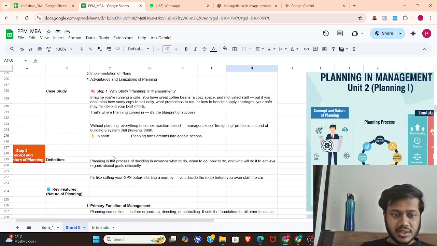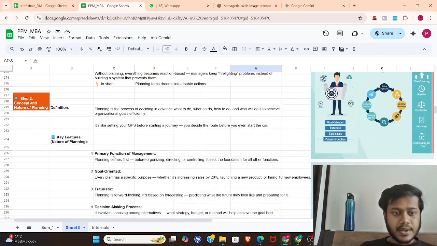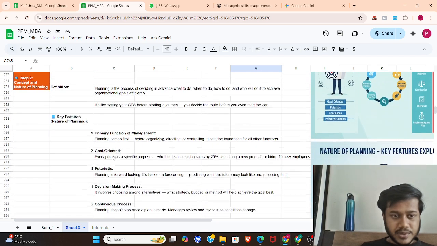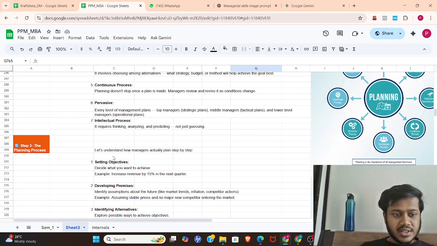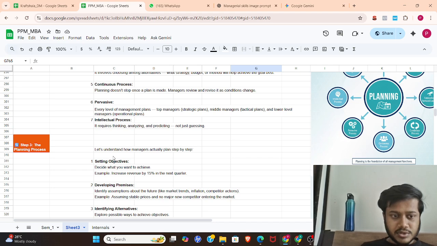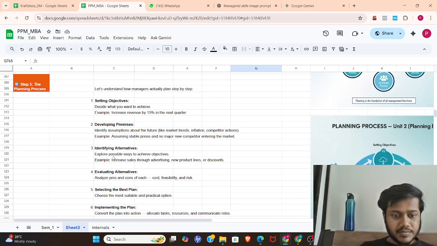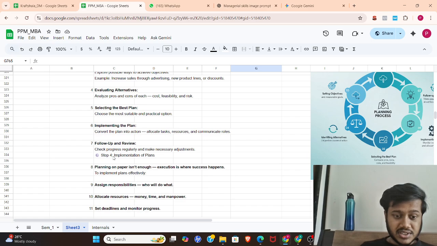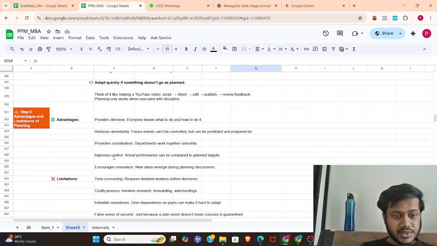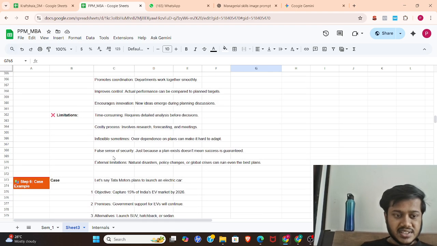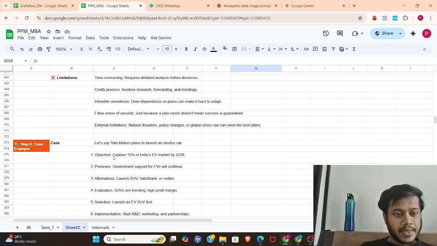First we learned why planning is necessary, then its simple definition, then its key features, then the planning process. There is a 7 step process which we learned, not just 7 steps, sorry, it's around 13 steps, but around 7 major steps are very core, I would say. Then there are advantages and limitations of planning.